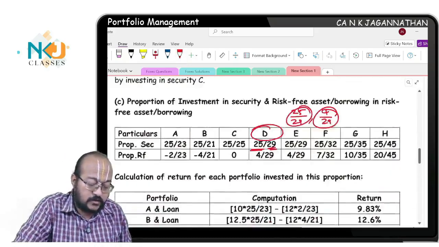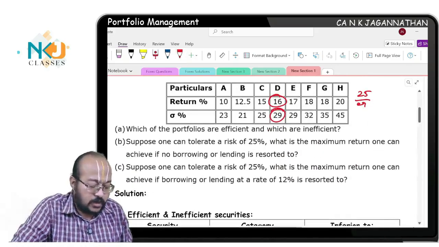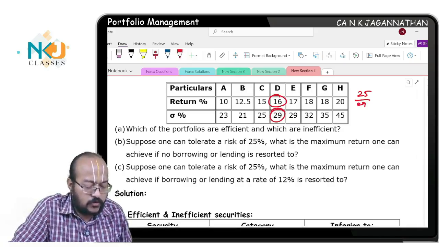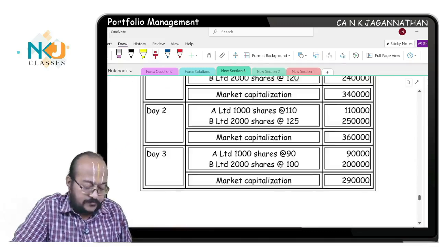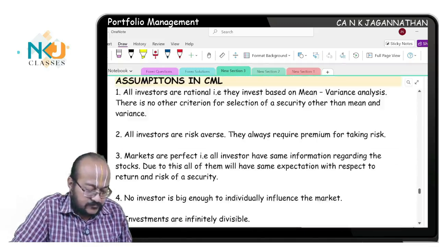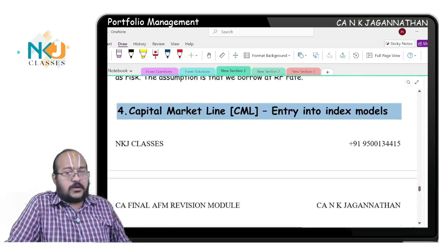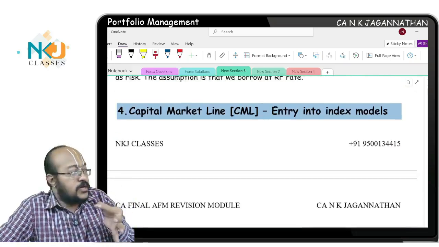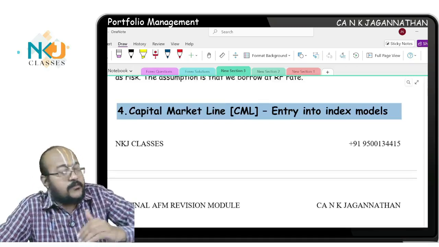This is a very beautiful question regarding Markowitz portfolio theory as well as capital allocation line. Now we will move on to the next topic, that is capital market line. Now you have understood how the frontier is replaced by a line and how the risk-free asset is combined with risky assets to form the capital allocation line.